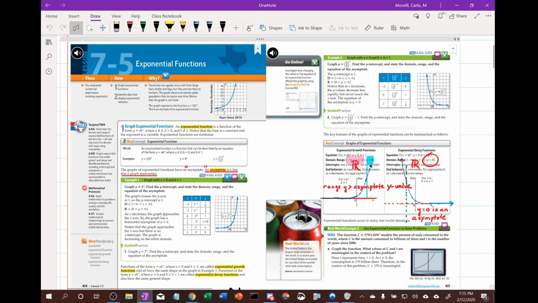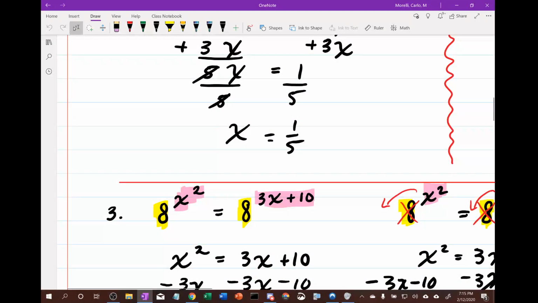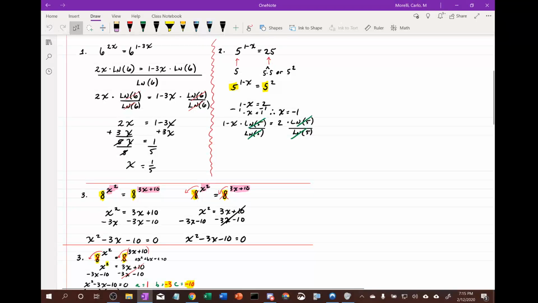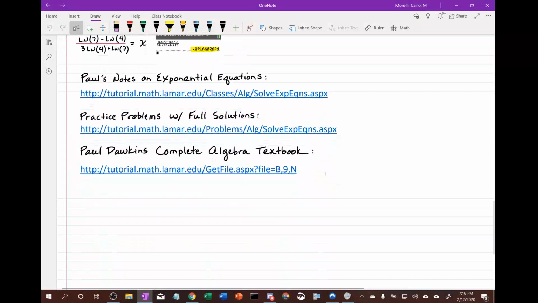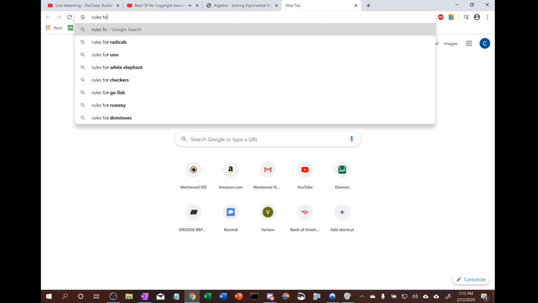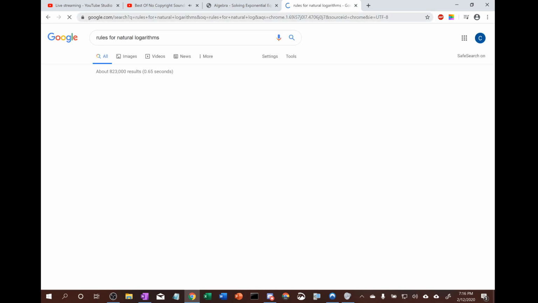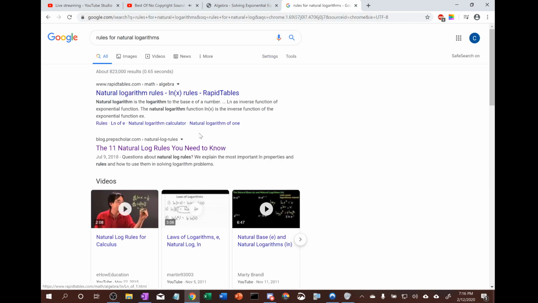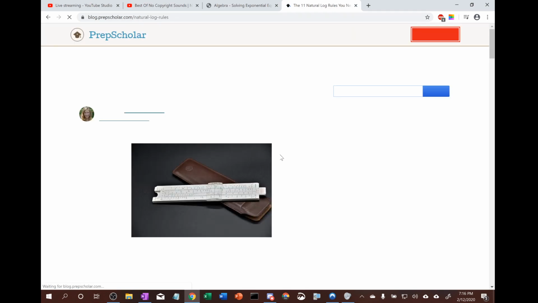So what we're going to do, honestly, the book sucks when it comes to exponentials. So we're going to use Paul's tutoring stuff here. So we'll jump over to that. And one of the other things I want to look up are rules for natural logarithms. Okay, so there's 11 rules that you need to know. Let's see if this is a good site that has all of them.